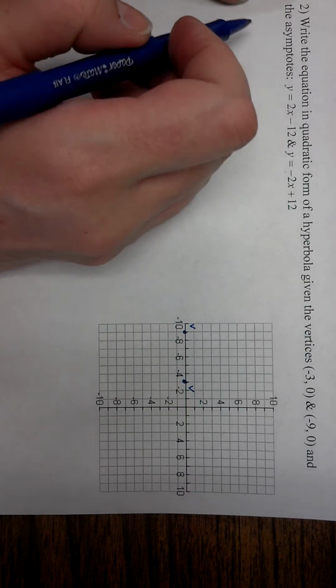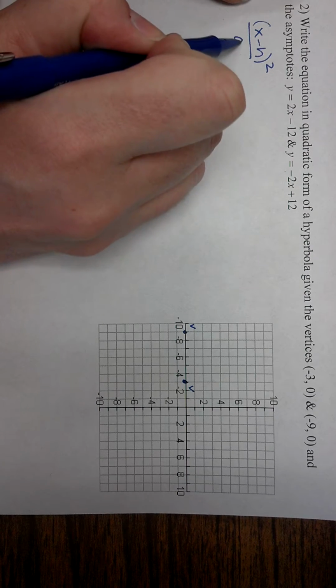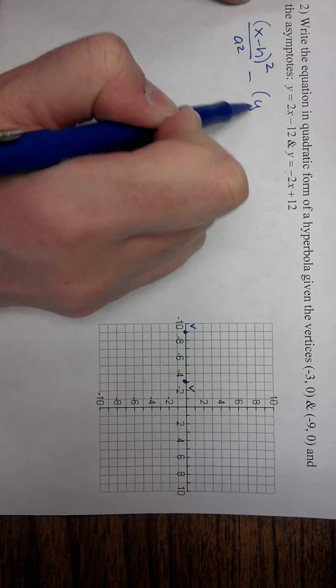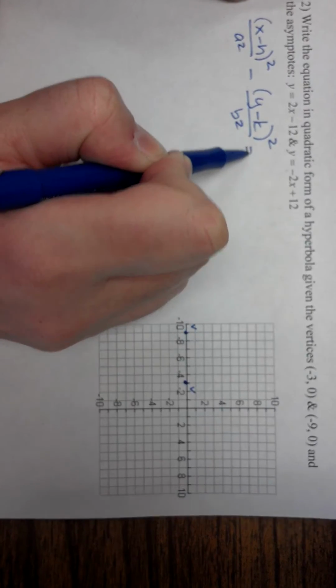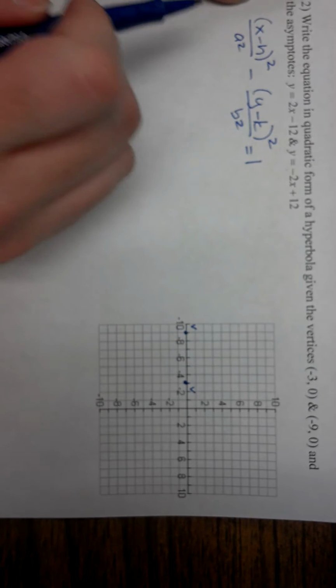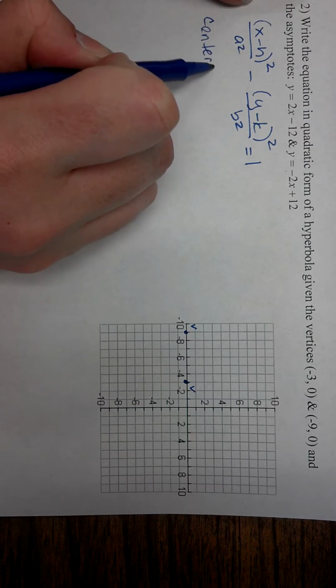So if it's a horizontal hyperbola, x is going to be first, a squared over b squared equal to 1. So I need to find my center. That's the easiest thing to find.